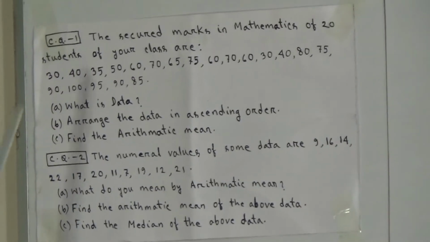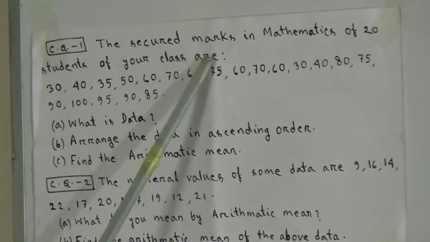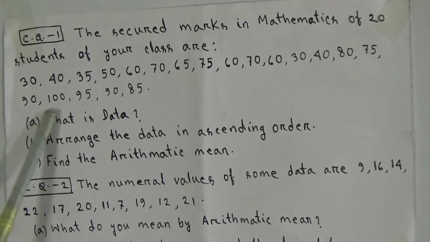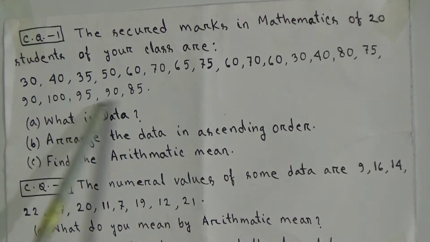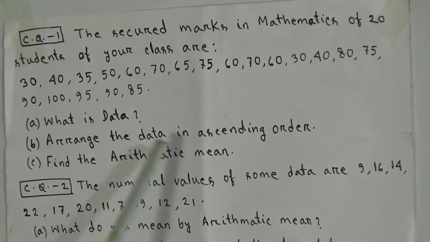Here, at first, we will solve CQ1. The question is, the secured marks in mathematics of 20 students of your class are given. A number question is, what is data? B number question, arrange the data in ascending order, and C number question, find the arithmetic mean.